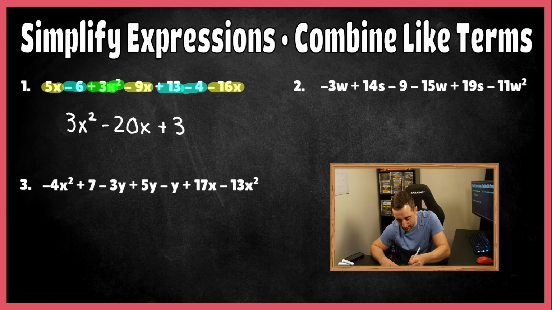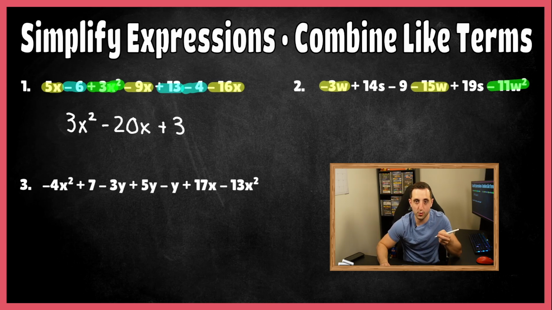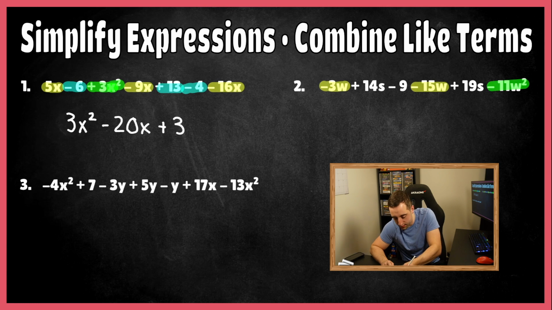So we have a negative 3w, we have a negative 15w, and notice how I'm going to be highlighting negative 11w squared a different color because, again, it's raised to a different power, even though it's the same exact letter. And now we have, looks like a different variable, which is positive 14s, positive 19s, and then finally we just have a constant all by itself, which is negative 9.